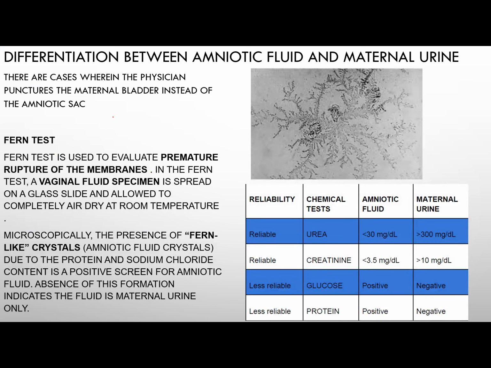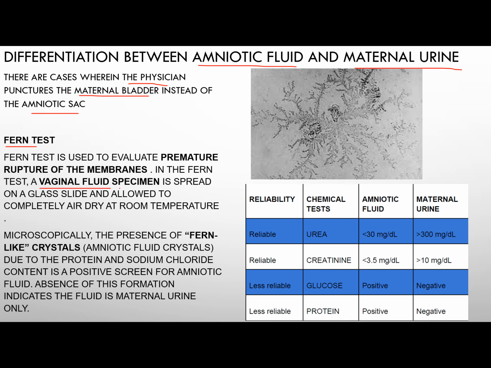Now, there are cases, class, wherein the physician would puncture the maternal bladder instead of the amniotic sac. So you need to be able to differentiate between amniotic fluid and maternal urine. To do this, one test that you could do, class, is the so-called Fern test. This is used to evaluate premature rupture of the membrane.